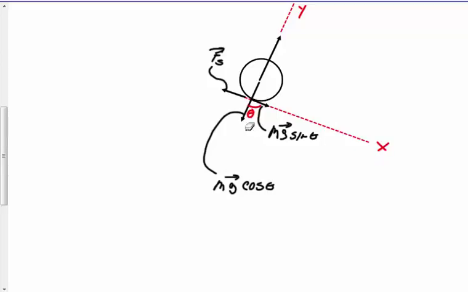Alright, so here we go. The only other thing I'm going to have, and I like to do this in my free body diagram, is draw the mass times acceleration here. So I have mass times acceleration.